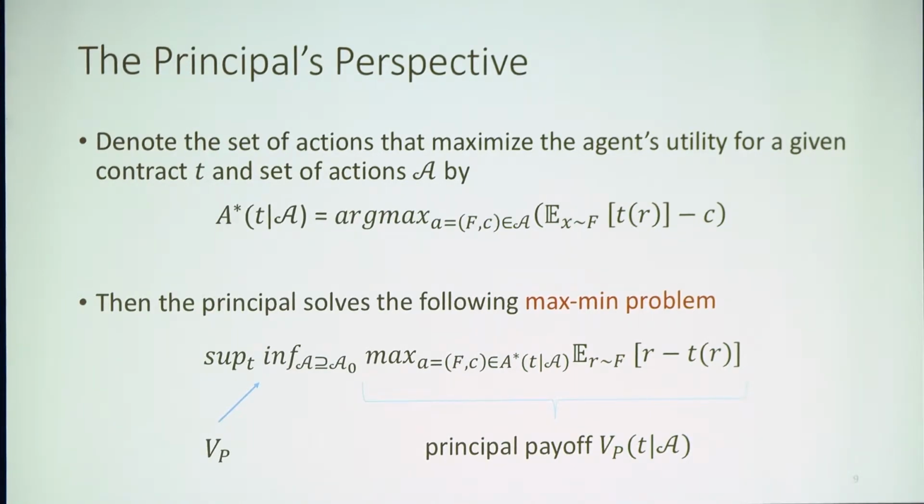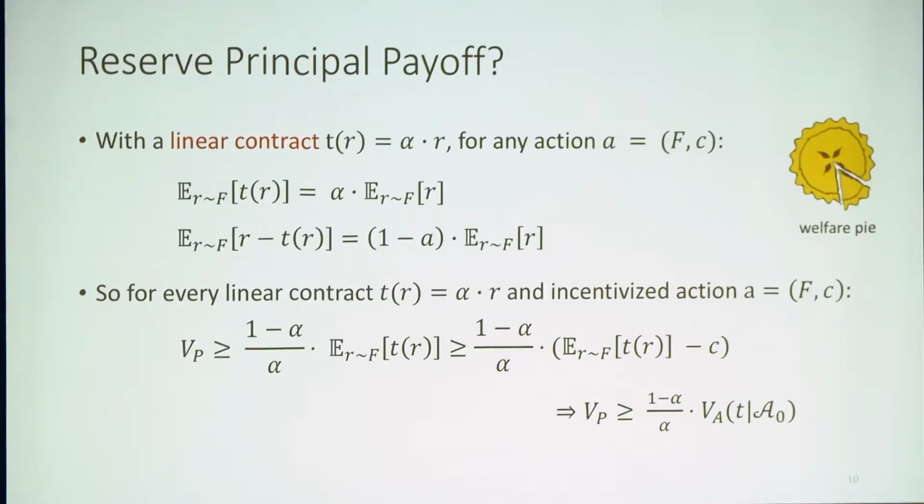Okay, and I think it's quite instructive to draw the analogy to the previous slide, the agent. The agent had this reserve utility that he could just maximize over the set A0. There's some similar notion of reserve payoff for the principal that he can achieve. Okay, it turns out for an arbitrary contract, there is no such notion. But for the special case of linear contracts, there's actually a very natural way of getting a lower bound on the principal payoff that only depends on what we know, so this A0.